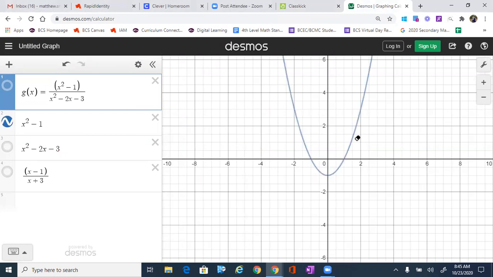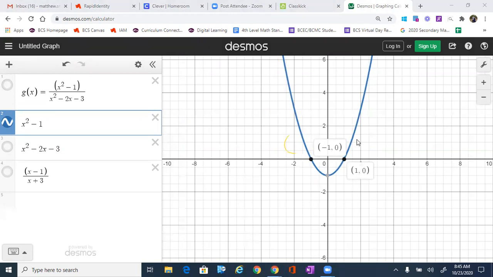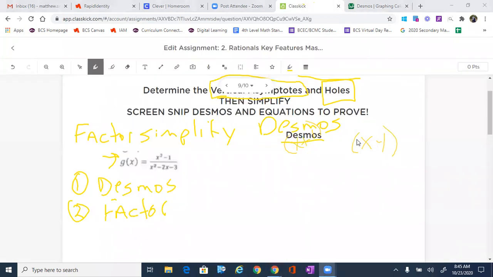So when I turn on x squared minus 1, you're going to notice that we have negative 1 as a root and positive 1 as a root, and we can go ahead and write our factors as x plus 1, x minus 1. So let's go back to our ClassKick and clear that out. I'm going to write that in the numerator: x plus 1 and x minus 1.